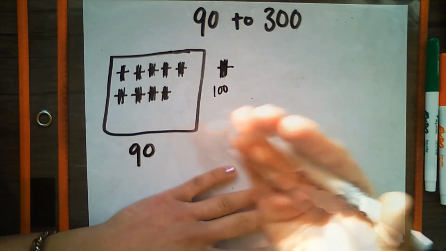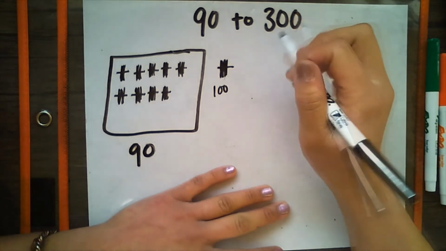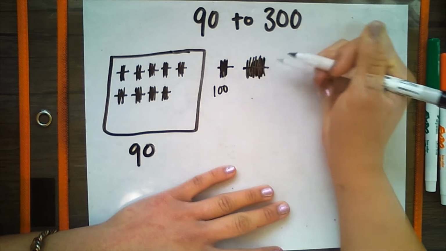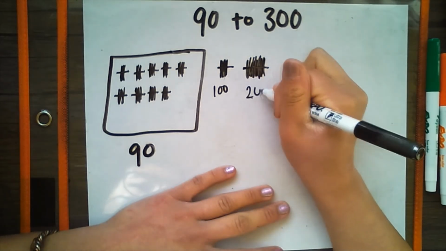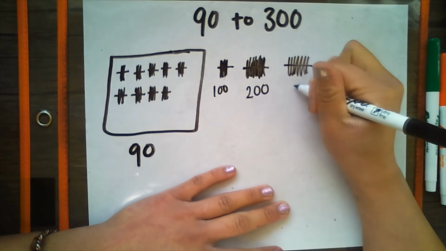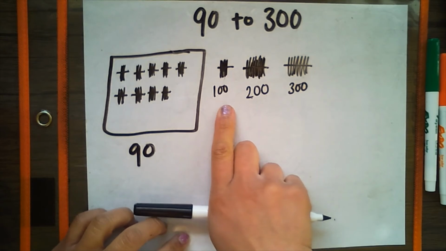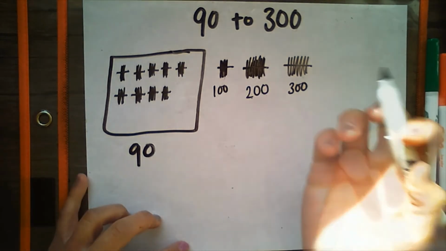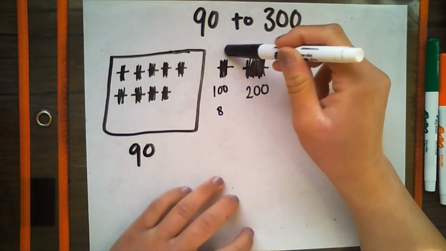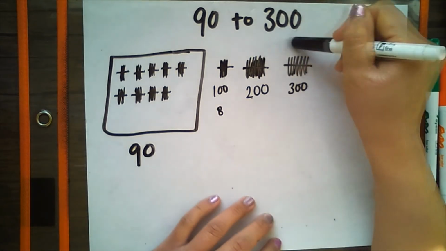We're counting from 90 to 300. Now that we've gone to a benchmark number of 100, we can skip count by hundreds. So, oh, and we have to make these a little bit bigger so that we don't get confused about what they represent. 200. So 100, 200, 300. We only needed 10 more to get from 90 to 100, and 100 is our benchmark number. And if you want, you can even write a little b under it so you'll remember that it's our benchmark number. From there, we were able to skip count from 100 to 200, 200 to 300. We skip counted by hundreds once we got to 100.